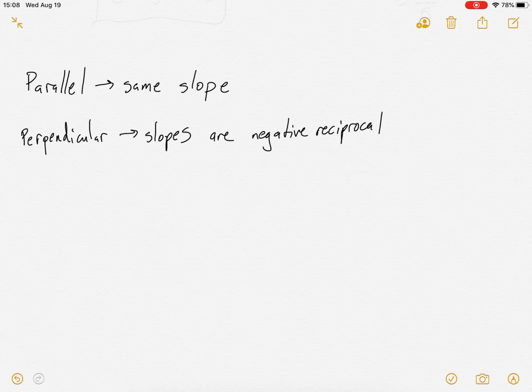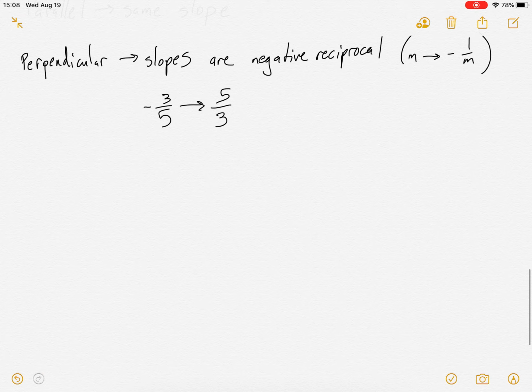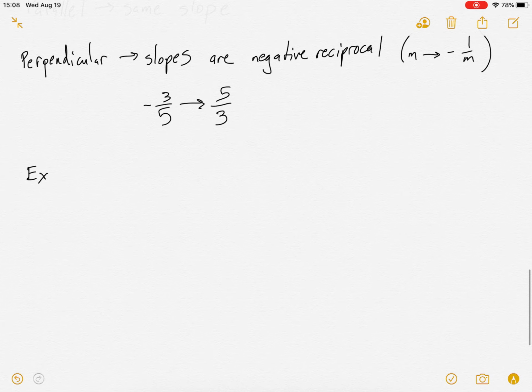So what that means is that if I have one line that's, let's say, negative 3/5, then the other one is actually going to be positive 5/3. So a lot of times what we say is m, the slope, goes to negative 1/m, and that basically explains that they're negative reciprocals of each other. So let's just do one more example.